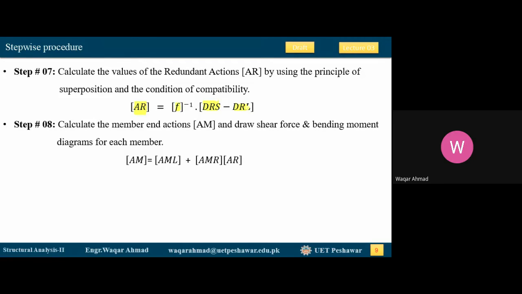In step number 8, we then solve the members for shear force and bending moment diagram, and we apply this equation. What are the different matrices? AML, AMR. Here we don't need the displacement, we are not doing anything with the displacement. We are doing everything with the member end actions here. So these are the different member end actions. This AML are the member end actions when you apply external load on the BDS, and this AMR are the member end actions when you apply unit load on your BDS. So how do you do this?